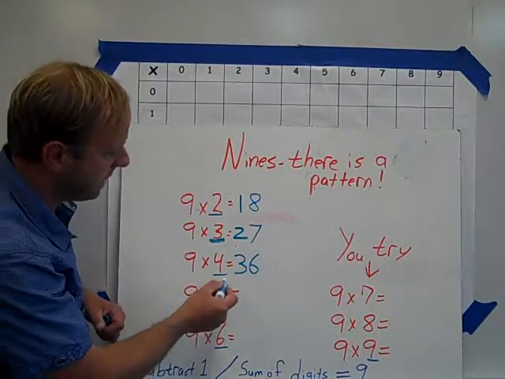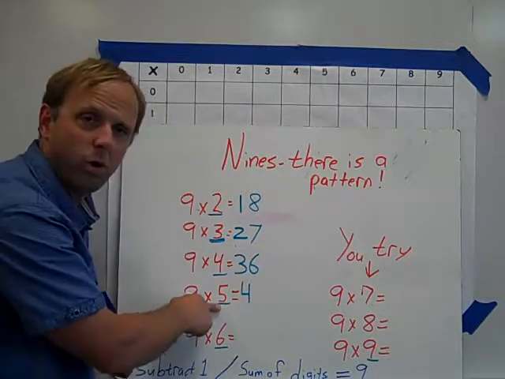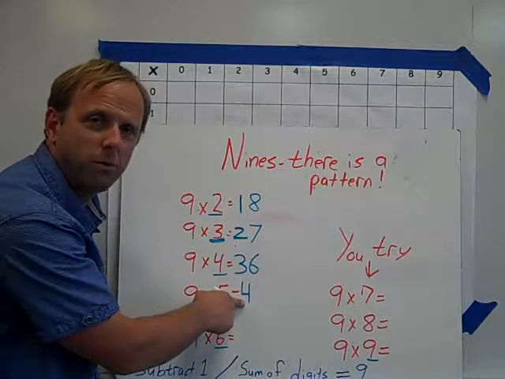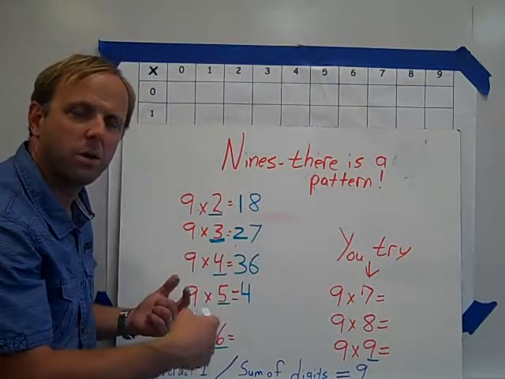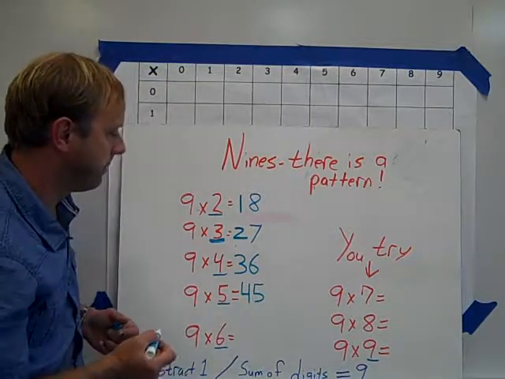9 times 5, 1 less than 5 is 4. Took 1 away from this factor. And then I think, what do I add to 4 that when it's added to 4 equals 9? Well, 4 plus 5 is 9.